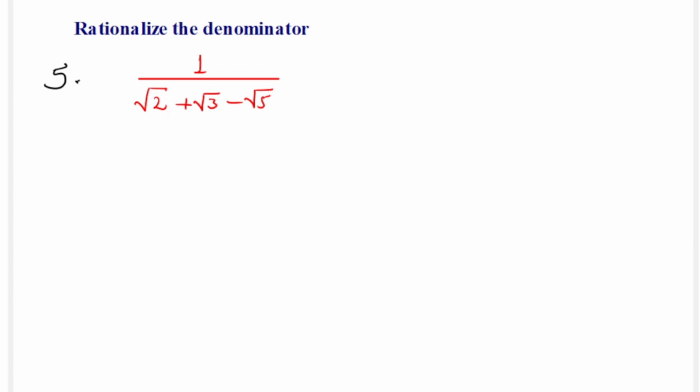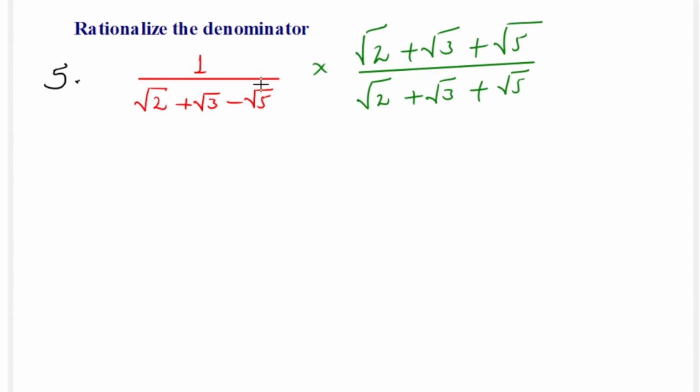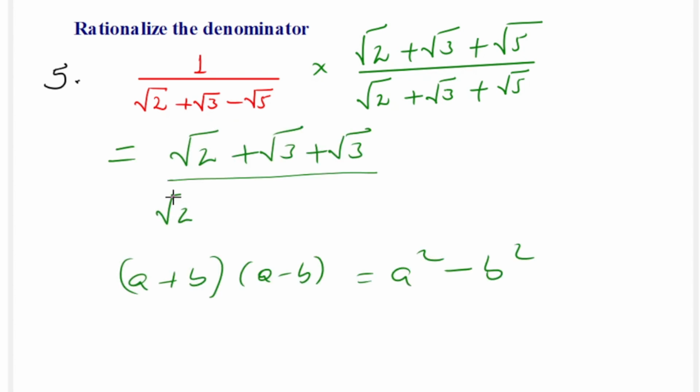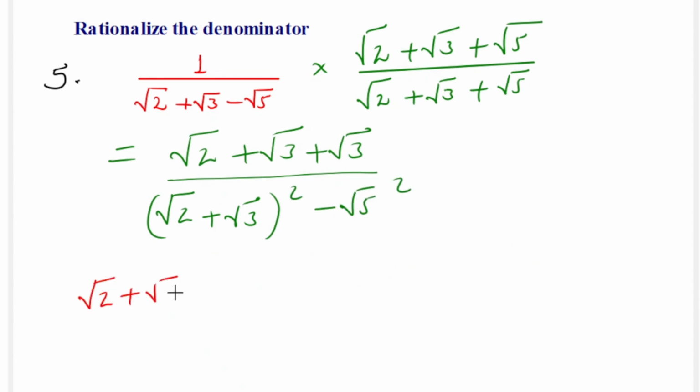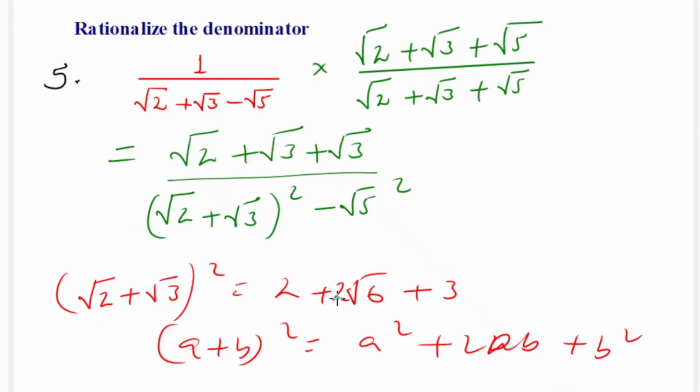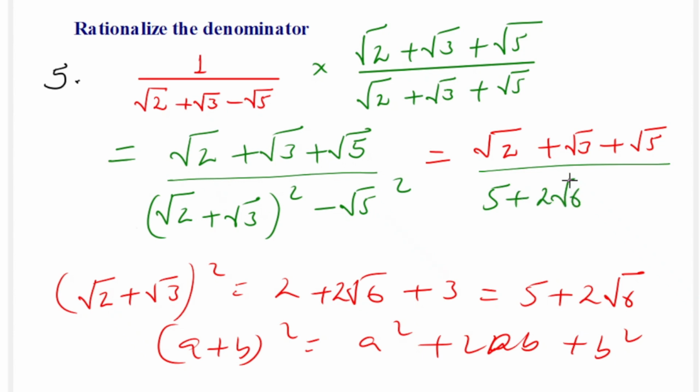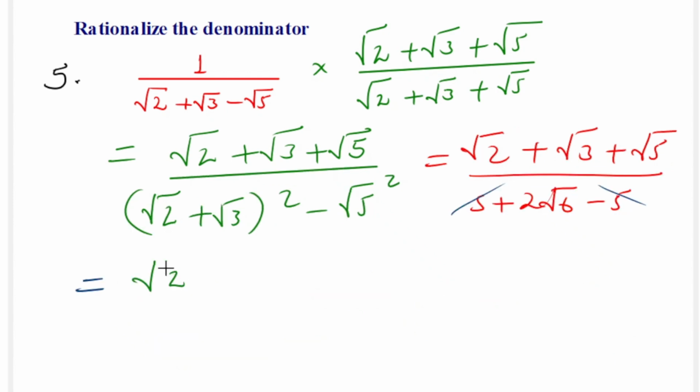Question 5: 1 over radical 2 plus radical 3 minus radical 5. Just multiply the numerator and the denominator by radical 2 plus radical 3 plus radical 5. Make this minus: radical 2 plus radical 3 the whole square, minus radical 5 square. And radical 2 plus radical 3 the whole square is 2 plus 2 radical 6 plus 3, and 2 plus 3 is 5, plus 2 radical 6. So this becomes 5 plus 2 radical 6 minus 5. Radical 2 plus radical 3 plus radical 5 over 2 radical 6.